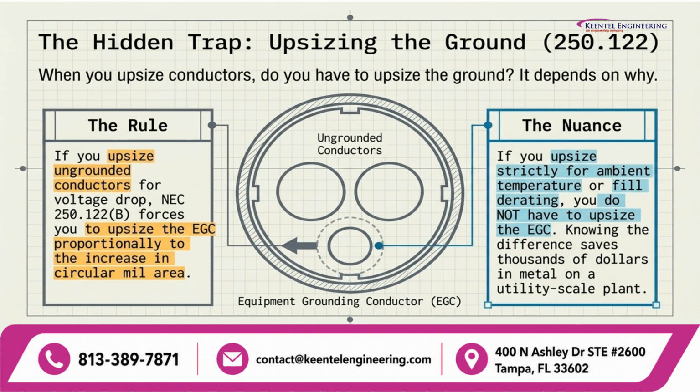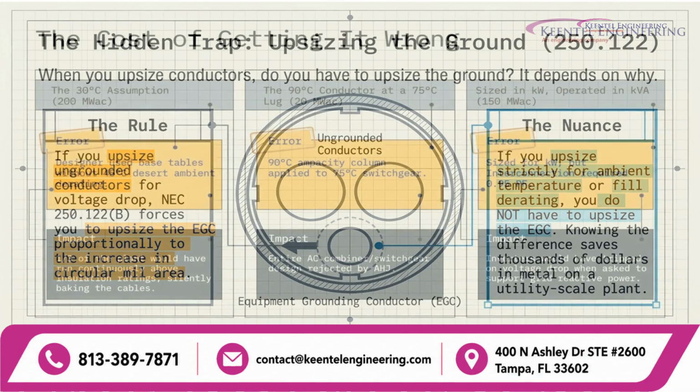Upsizing phase conductors carries an important nuance regarding the equipment grounding conductor under NEC 250.122(B). If you increase the size of ungrounded conductors for voltage drop, you are legally required to upsize the EGC proportionally based on circular mill area. However, if you upsize solely for ambient temperature or conduit fill derating, grounding upsize rules do not trigger. Understanding this distinction prevents over-engineering and saves thousands of dollars in metal on large-scale arrays.